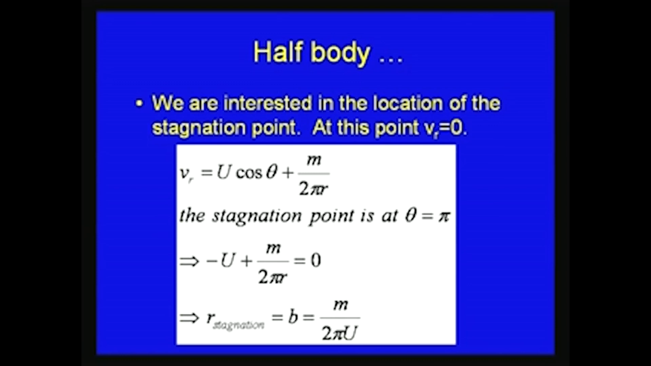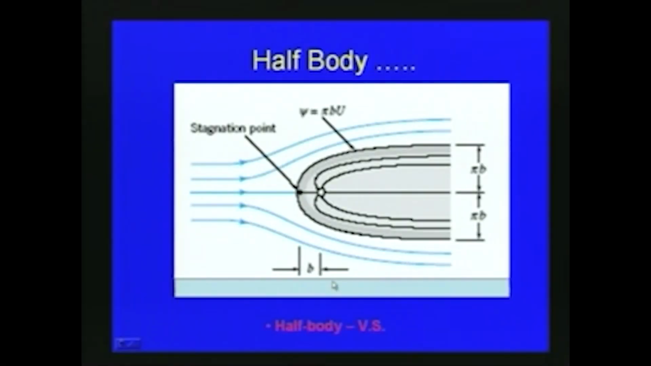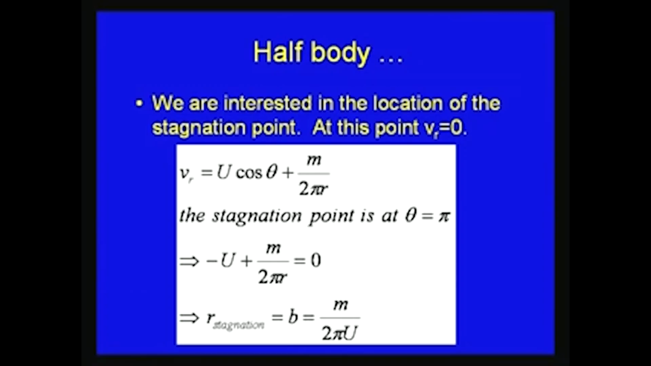So at theta equal to pi, you can see that this is equal to minus u plus m by 2 pi r equal to 0, or we get r stagnation, which is equal to b, is equal to m by 2 pi u. So this b, the stagnation point position, is equal to m by 2 pi u, where m is the strength of the source and capital U is the velocity of the uniform flow. So, this is the position of the stagnation point.